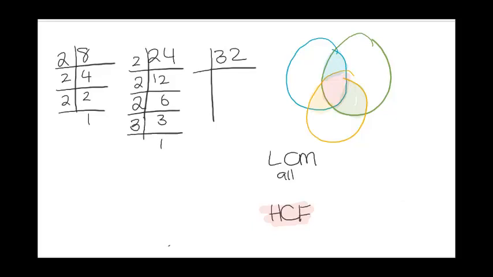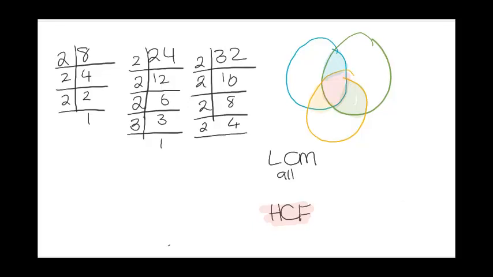32 divided by 2 is 16. 16 divided by 2 is 8. 8 divided by 2 is 4. 4 divided by 2 is 2.